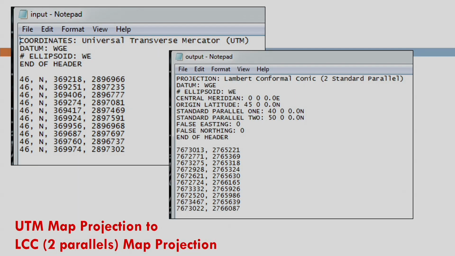Further, you see the UTM map projection to LCC two standard parallel map projection we are doing here. Okay, so now we are giving the information, and automatically in the output this header will be created. But you need to specify your own information, where you want to create the standard parallels and where you want to put your central meridian and origin of the latitude for the LCC two standard parallel map projection.